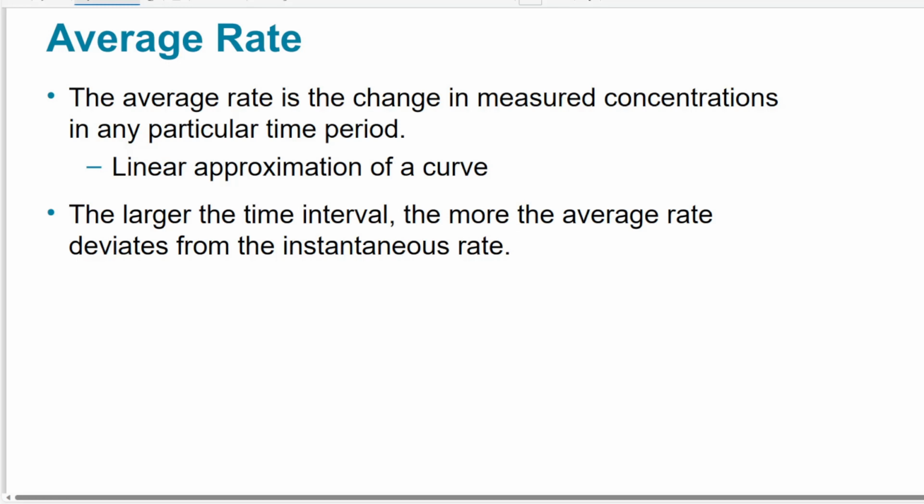The average rate of change is measured in changes in concentration over a particular period of time. And just as we saw earlier, we'll see that as in a small linear region of a curve, the larger the time interval, the more we deviate from linearity, the more the average rate of change deviates from that instantaneous rate.